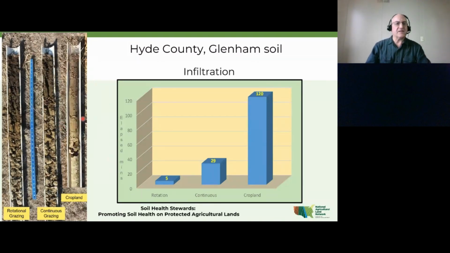And then look, this is the surprising thing. That cropland, just 9 months prior, had been converted to cropland. Look at the difference in the color in that soil. And then look at the infiltration. For the rotationally grazed, it took less than 5 minutes actually for that second inch to soak in. On the continuous season-long grazed, it took 29 minutes. And on the cropland, it took two full hours for that second inch to soak in.